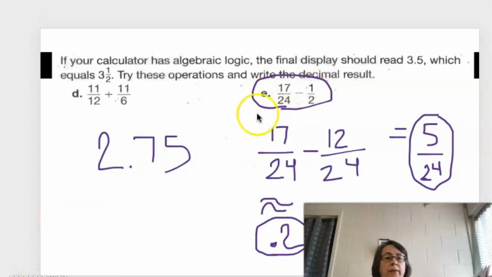Okay, so we're working on this one right now, and we did it with fractions, and now we're going to do the same one using the calculator. When we did it with fractions, we got 5 over 24, which if we change that 24 to a 25, we would get 5 25ths, which would be 1/5, exactly 0.2. So basically 5 over 24 is going to be very close to 0.2. So let's see what we get when we use the calculator.